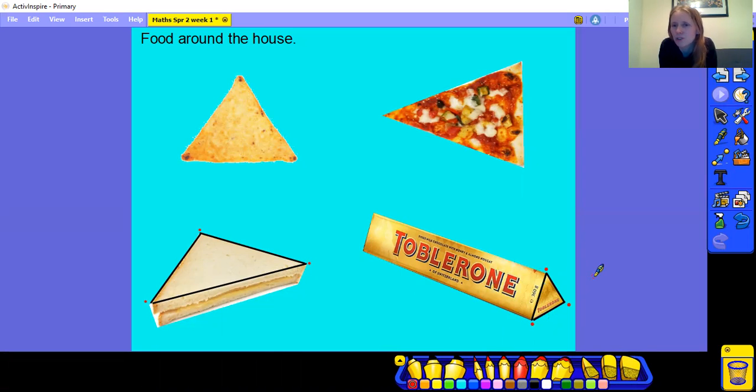I think I can spot another shape on the Toblerone. Can you see it too? What other shape can you see?